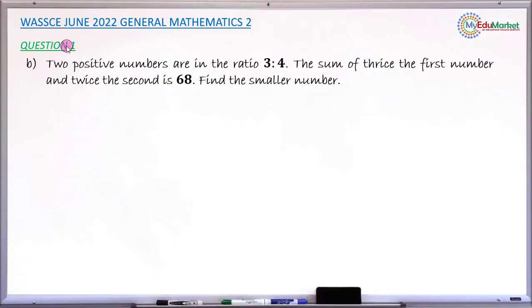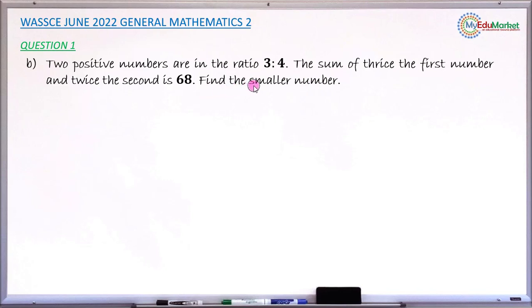This is WAEC June 2022 General Mathematics Paper 2, and we are answering question number 1b. The question reads: two positive numbers are in the ratio 3:4. The sum of thrice the first number and twice the second number is 68. The question asked is to find the smaller number.